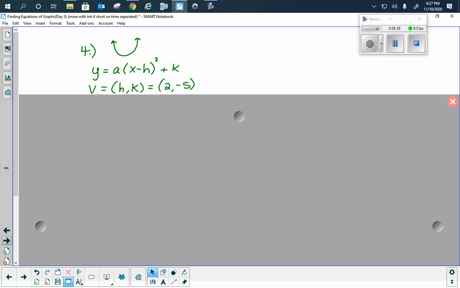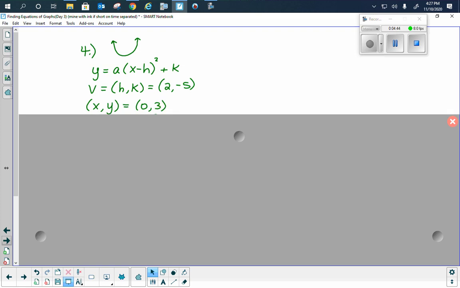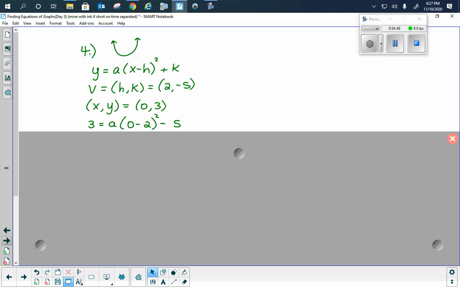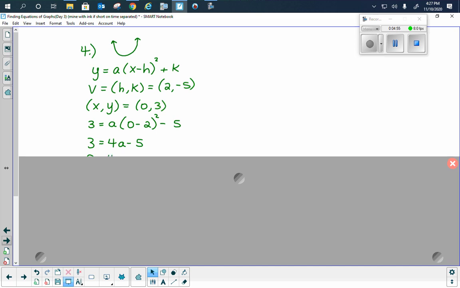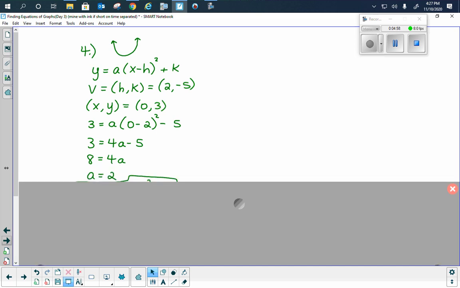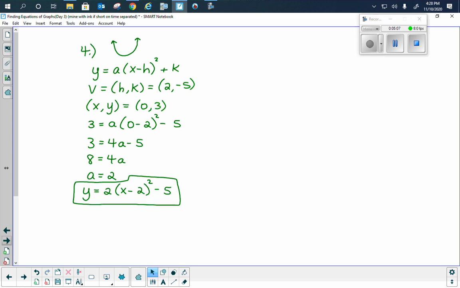Your h and your k is (2, -5). x and y, (0, -3). Plug them all in very carefully and solve for a. Again, your a value better be positive, and I'm getting a equals 2. If you go back and use your a and your h and k to fill in your general equation, you should be looking at y equals 2 times the quantity x minus 2, squared, minus 5.